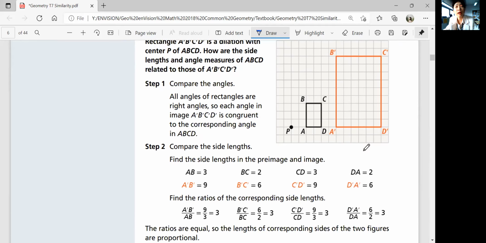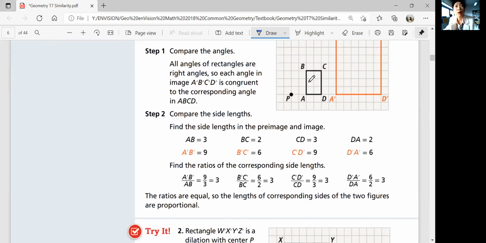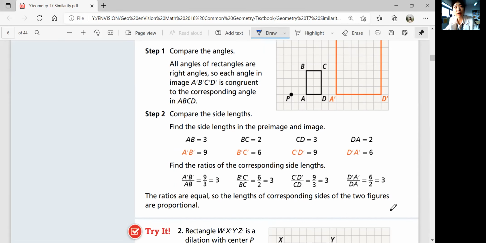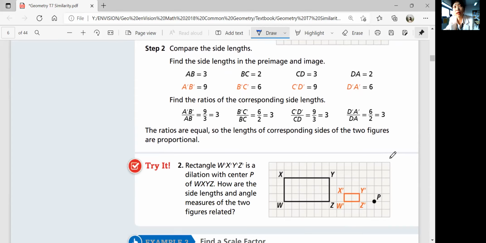So they have the same ratios of 3, right? From the smaller rectangle to the bigger one, you have a factor of 3. That is your factor of dilation. The ratios are equal, so the lengths of corresponding sides of the two figures are proportional. That's the important thing for example 2. So let's see if you can try by yourself. Come back when you're ready for answers.